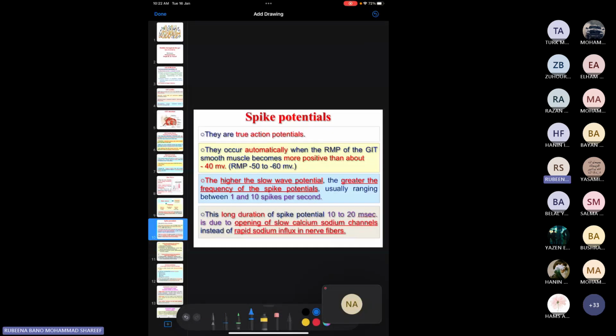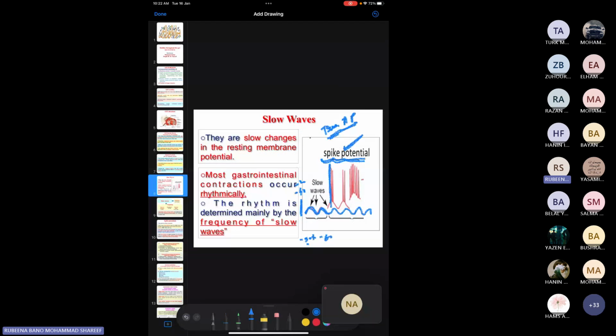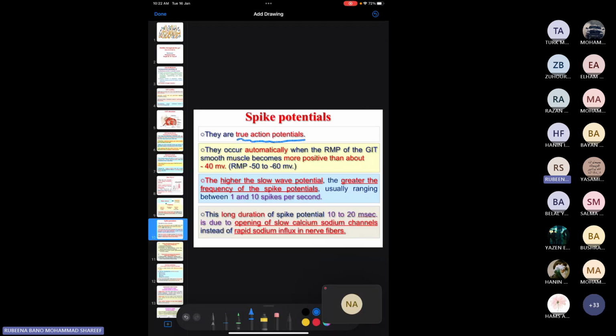Now, spike potentials, as I have shown you in this picture, are the true action potentials. As I said, the resting membrane potential is between -50 and -60 millivolts, and the spike potential occurs when this resting membrane potential becomes more positive, like -40 or -30. The higher the slow wave potential, the greater the frequency of spike potentials, usually between 1 and 10 spikes per second.